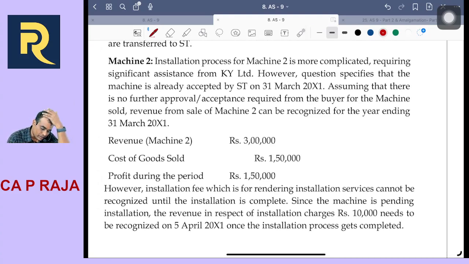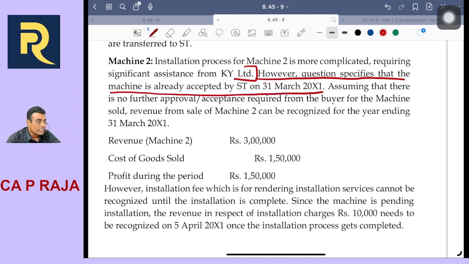The installation process of machine 2 is more complicated, requiring significant assistance. The machine is already accepted, however, if the question were like this, we would recognize the revenue only next year. However, the question specifies that the machine is already accepted by ST Limited. Because of this one word, the answer changes.